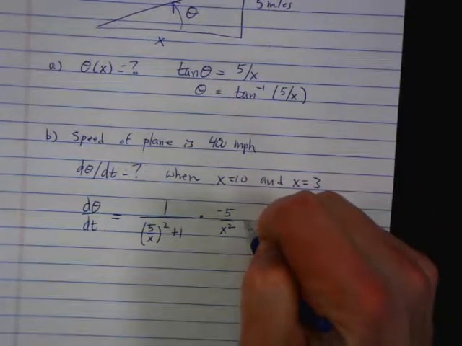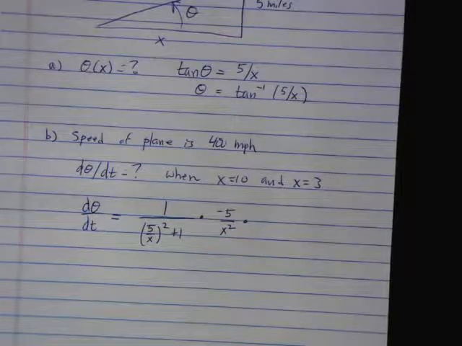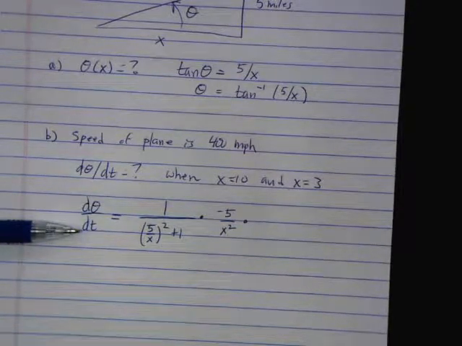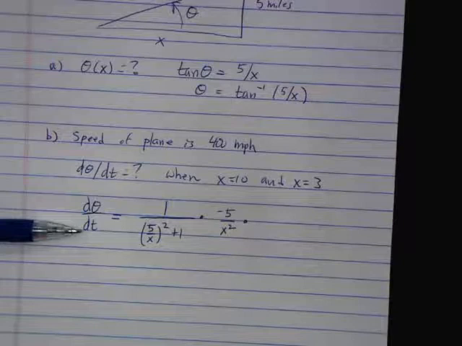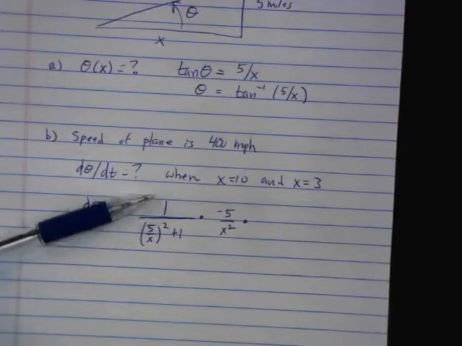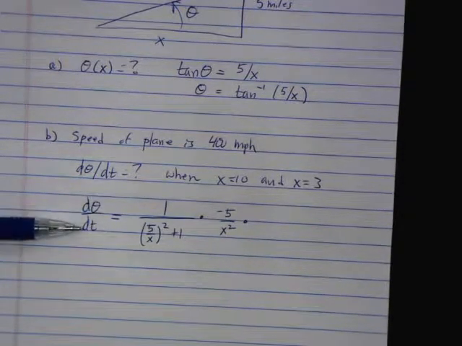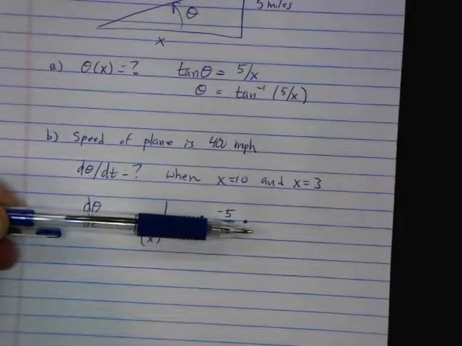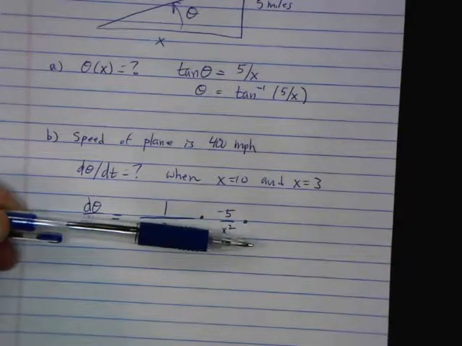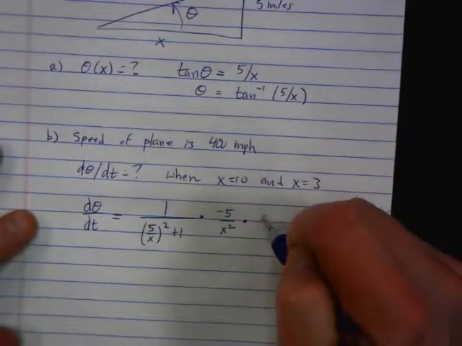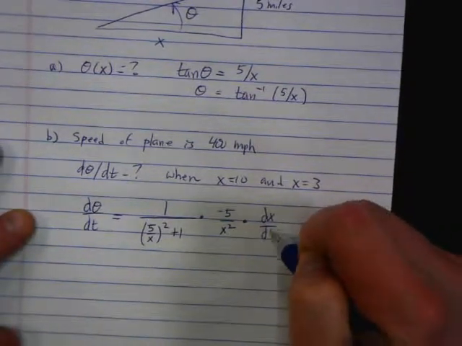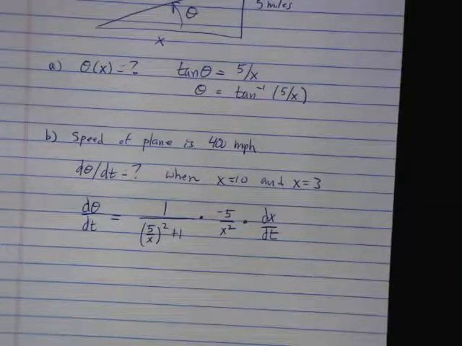Times, not done yet. Notice over here, we did d theta dt, not d theta dx. If we had done d theta dx, that would be the derivative, but we did d theta dt, so what do we need over here? We need a dx dt. We are differentiating everything with respect to time. So we need a dx dt. Now it's just a matter of plugging in our numbers.